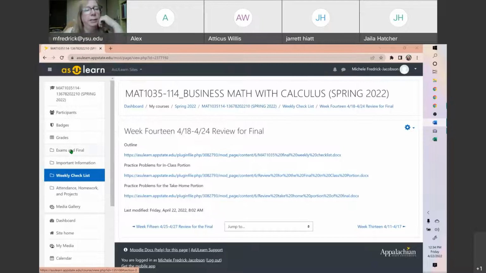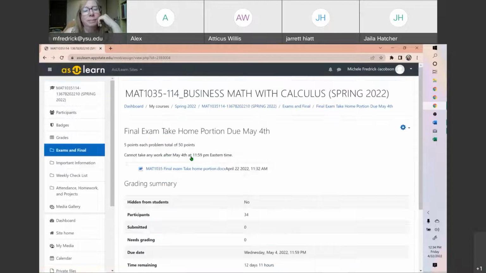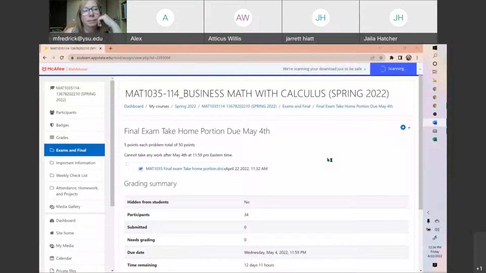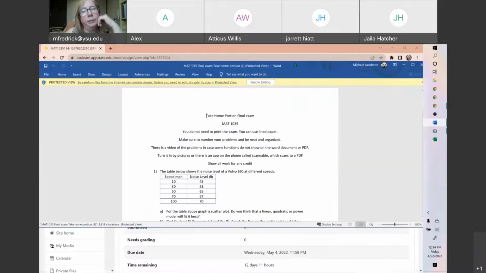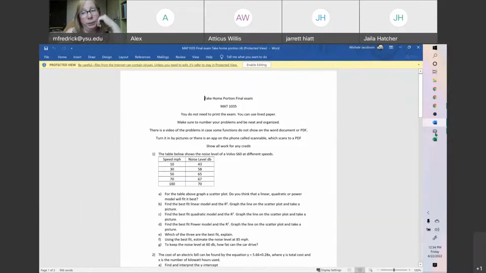I wanted to bring the exam up. So the take-home portion of the exam is worth 50 points, 5 points for each problem, but the in-class portion is 10 points each. So it's 120 points. This is the take-home portion.